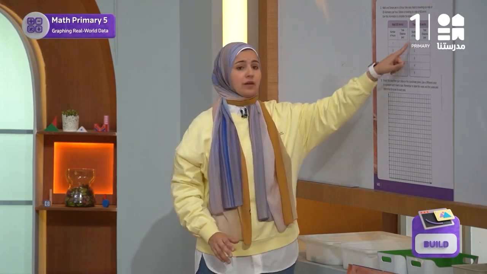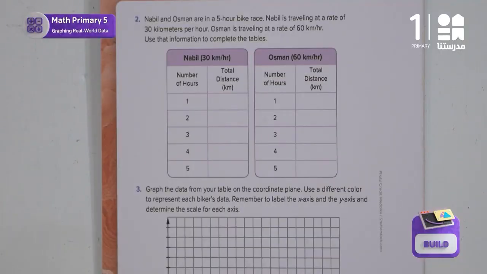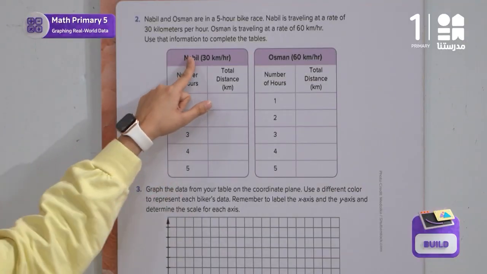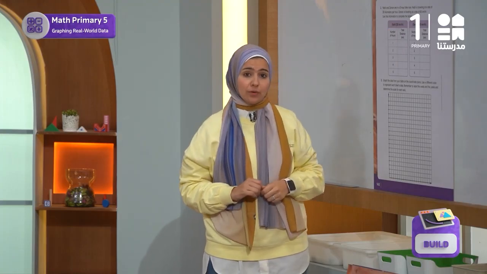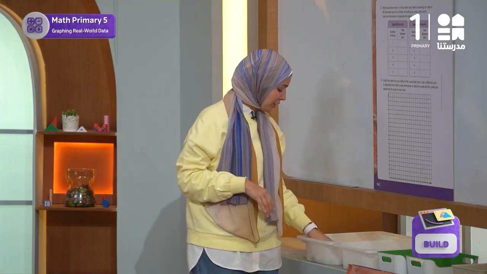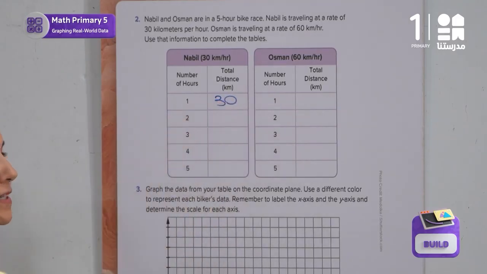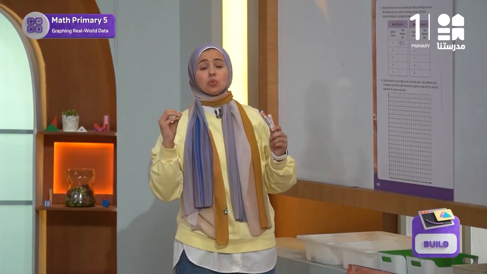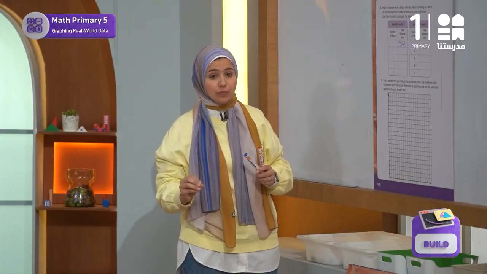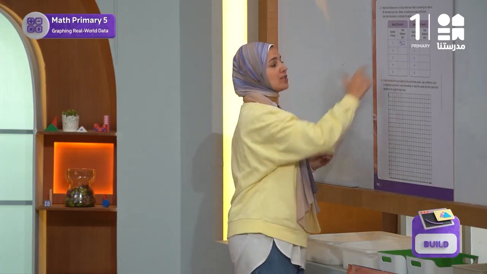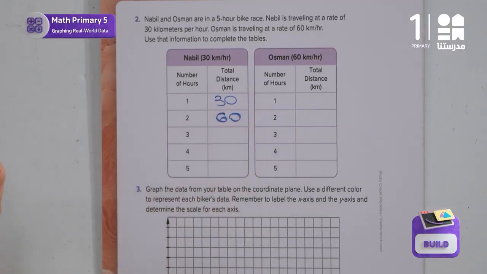Now that we're back, the two tables in front of us have the first column from 1 to 5, both of them, which is the number of hours. Let's complete the table first. Now we know that Nabil travels with a speed of 30 kilometers per hour. So we will write 30 for the first value, which represents 1 hour. So I will write here 30. After 2 hours, he will have traveled 60 kilometers because we're going to multiply 30 by 2. Or we can add 30 to this 30 and we're going to get 60.